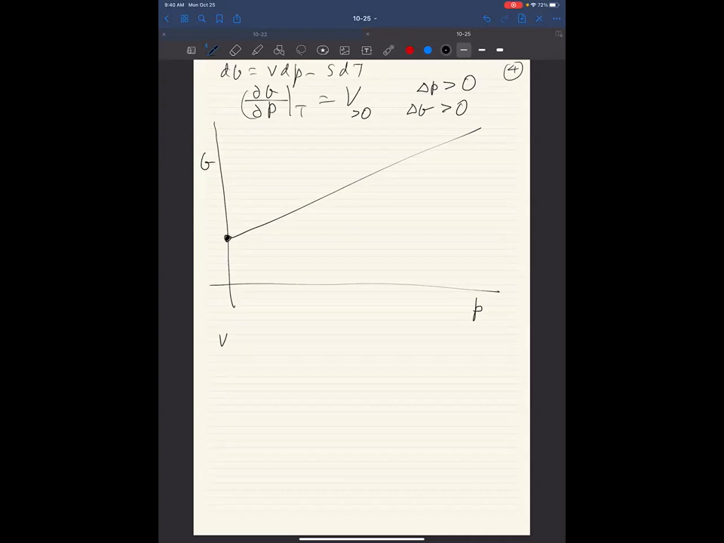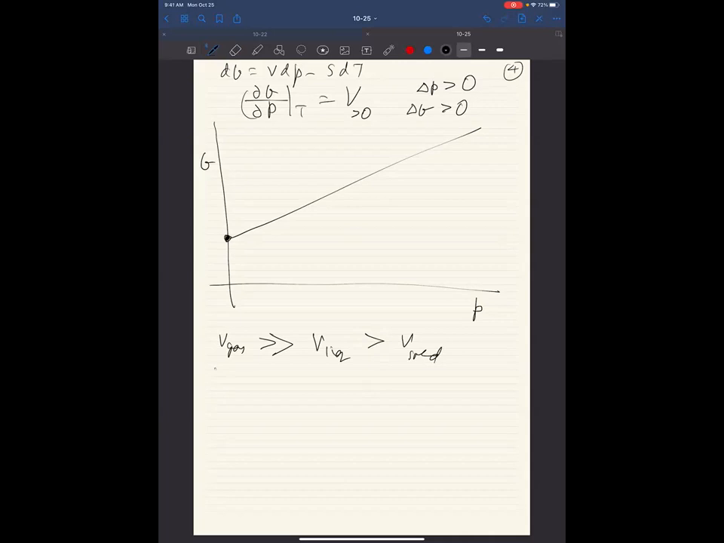Which one has the highest volume typically, solid, liquid, or gas? Gas. And it's not just slightly higher, it's way more than liquid, which also tends to be way more than solid. V gas is definitely much, much higher than liquid and solid.